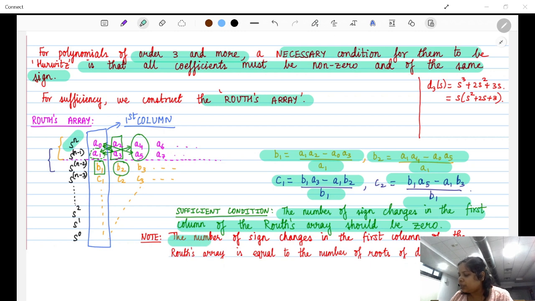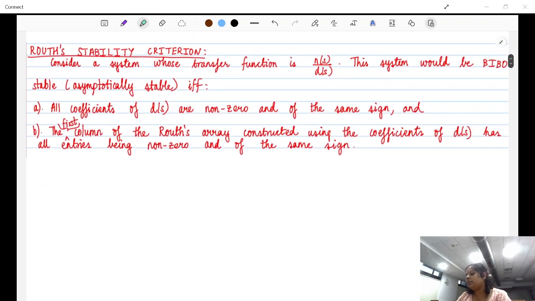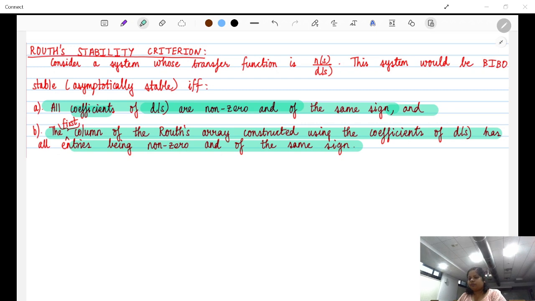The number of sign changes in the first column of the Routh array is equal to the number of roots of D(s) in the RHP. All right. So construction of the Routh array is a sufficient condition, and we need to check that for ensuring the stability of a system. All of this can be summed up in just 2 points: all coefficients of D(s), whatever the polynomial you are supposed to work on, are non-zero and of the same sign. And secondly, you have to see that the first column of the Routh array constructed using the coefficients has all entries being non-zero and of the same sign.